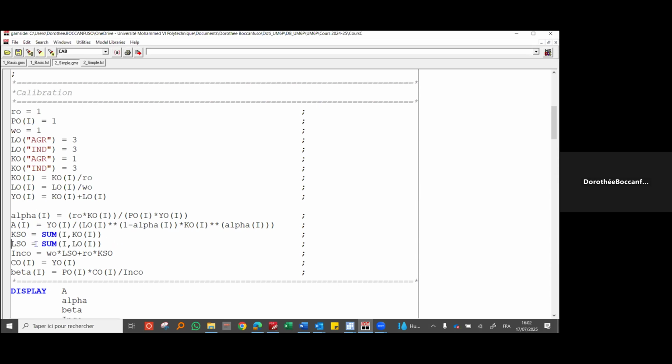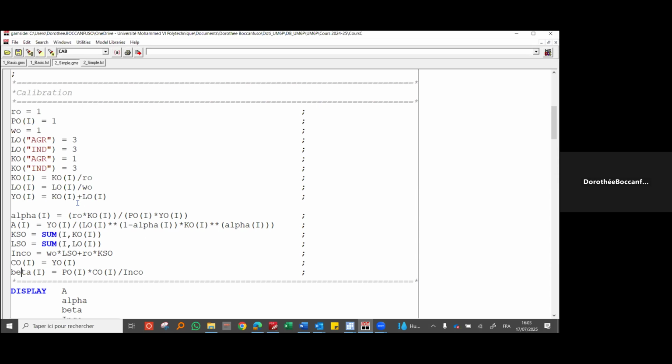You see how in GAMS you make a sum, and you sum on I, the KO I, and you don't have any more indexes for KS since you sum on I. The same for labor. Income, it's the equation for income of a household, and then the condition for the consumption: all the production in the economy is consumed by the household. And here again, a calibration for beta.